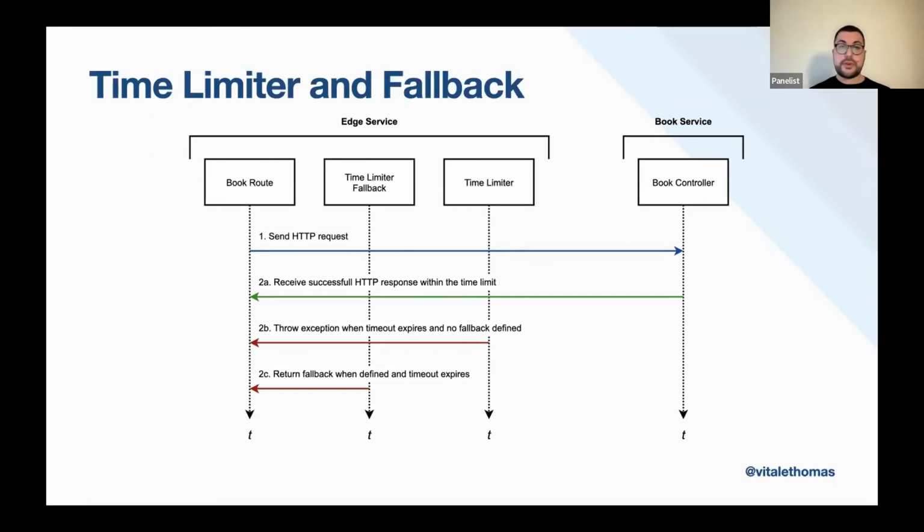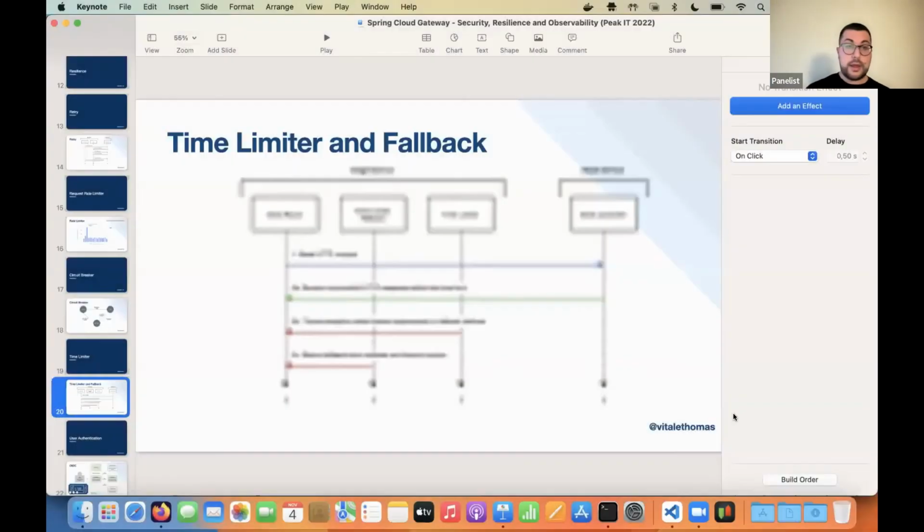So in the case of book service, for example, we can have book service replying correctly. That's no problem. But if the time limiter is exceeded, we can do 2 things. One is just throwing an exception, for example, a timeout exception back to the client, or we can return a fallback behavior. So that when the timeout expires, we have this nicer way of dealing with the error compared to just throwing an exception and have the customer or the client deal with it.